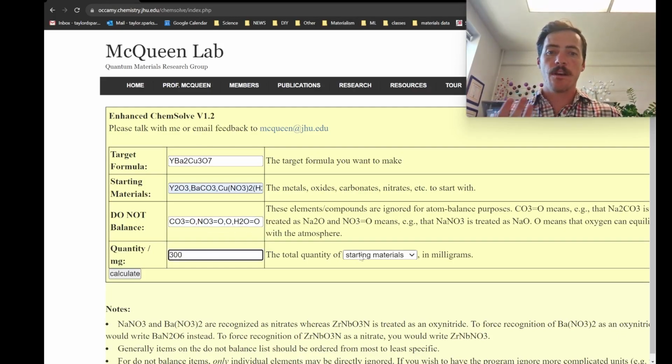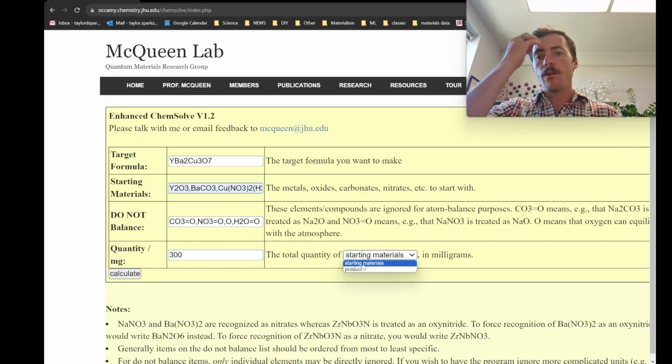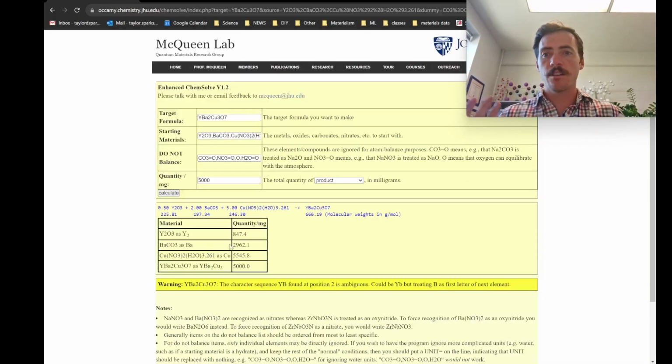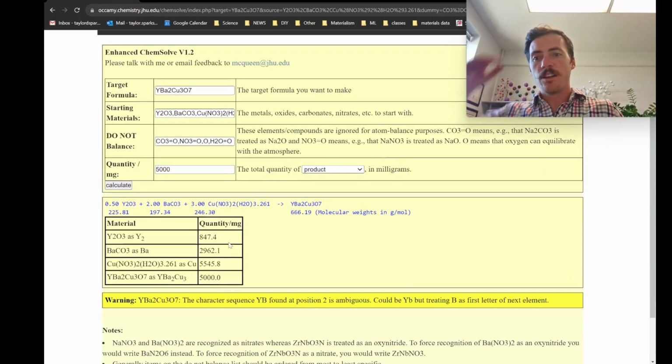Okay, and then you can ask it how much could you make with a given quantity of starting materials, or maybe if I want to make 5,000 milligrams, so 5 grams of product, how much do I actually need for these things? Well, check out how cool this is. It shows you right away.